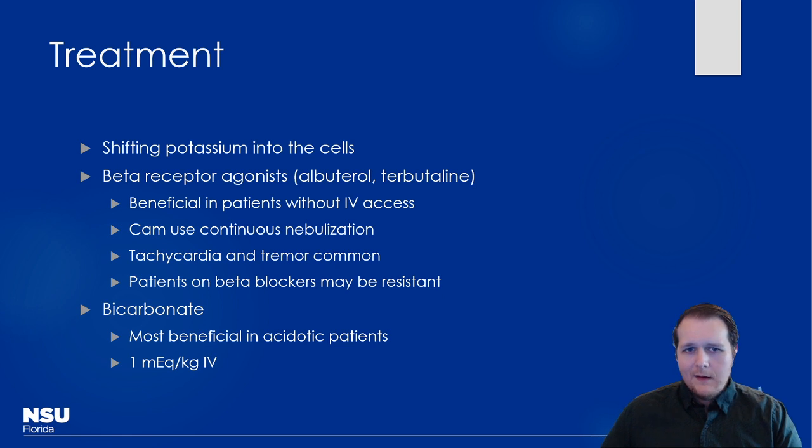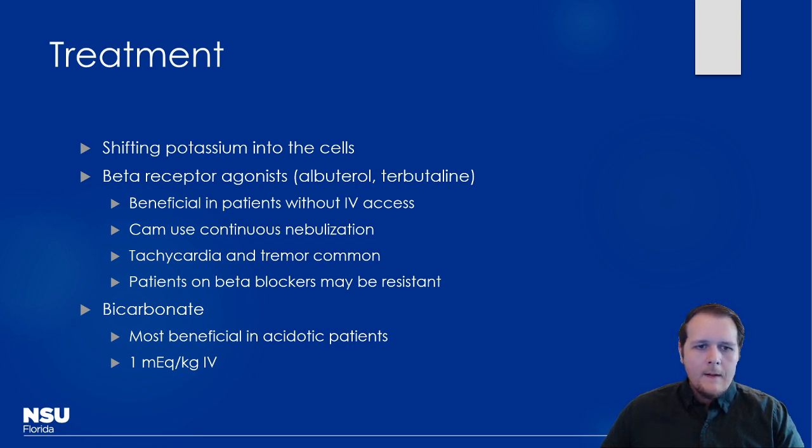It's a transient thing, but it's something that you can see occur with some regularity. For most patients, it's not a big deal though, right? But here we're using it to try to shift some of that in. Albuterol is nice if you have patients without IV access. So imagine you're out in the field, or EMS is taking care of the patient. This is a nice short-term countermeasure to try to get that potassium shifted in. If you have IV access, then maybe something like terbutaline can be used.